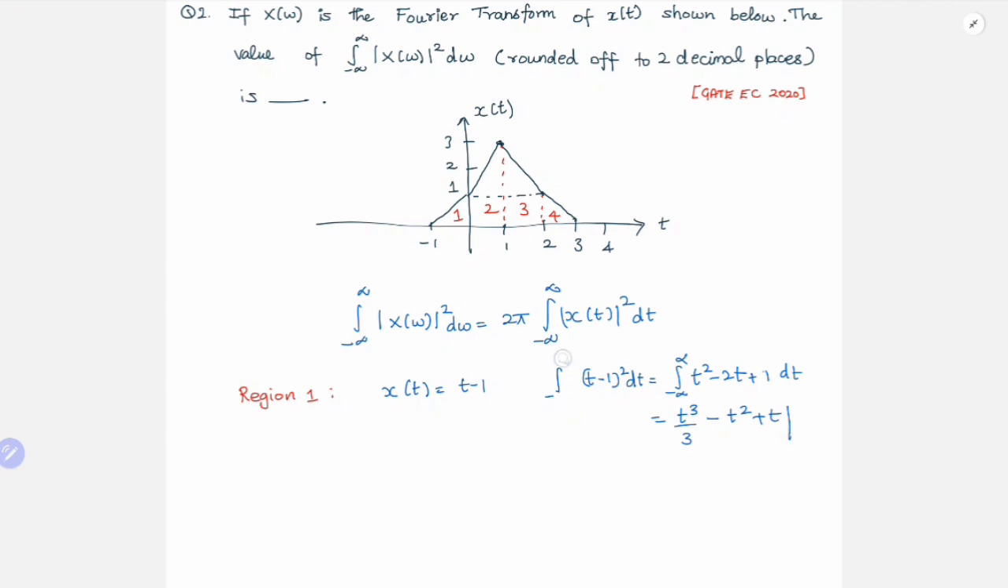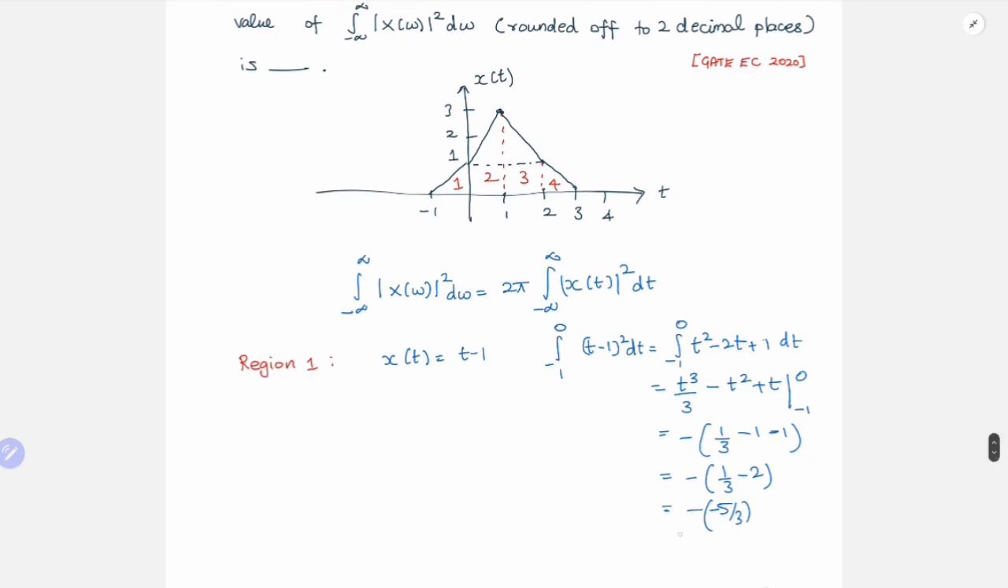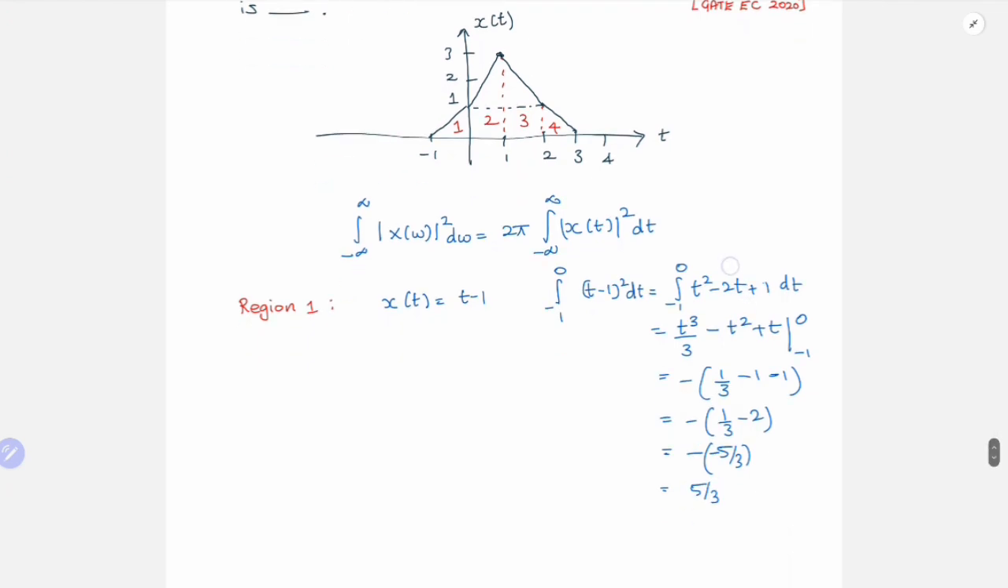Again, sorry, this is not minus infinity to infinity. It is minus 1 to 0. So minus 1 to 0. At 0, everything is 0, right? So minus 1 is minus of minus 1 by 3 minus 1 plus 1. So this is minus 1. Again, this is minus 1. So this is going to be minus of minus 1 by 3 minus 2, which is minus 5 by 3, right? Minus of minus 5 by 3. So this is 5 by 3.